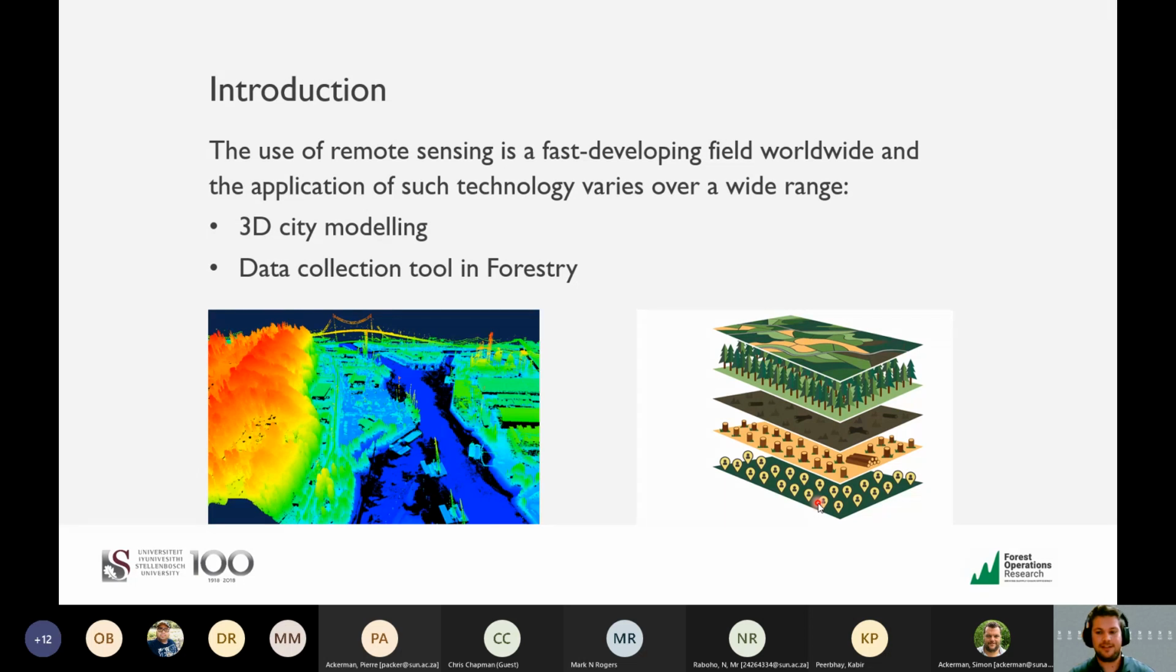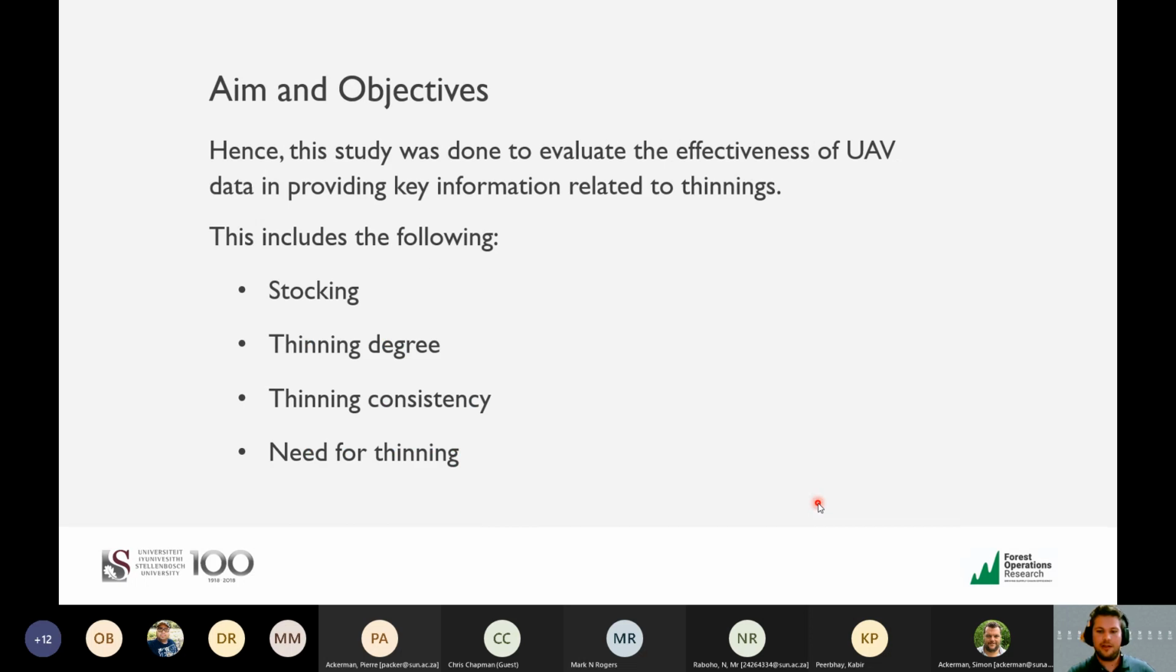The use of remote sensing is a fast-developing field worldwide, and the application of such technologies varies over a wide range, from 3D city modeling to a data collection tool used in forestry via UAV photogrammetry and LiDAR. The aim of this study was to evaluate the effectiveness of UAV data in providing the key information related to thinnings. This includes the following objectives that we were looking for: stocking, thinning degree, thinning consistency, as well as need for thinning.